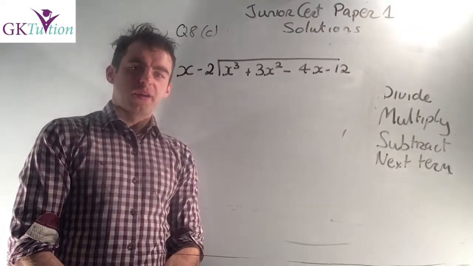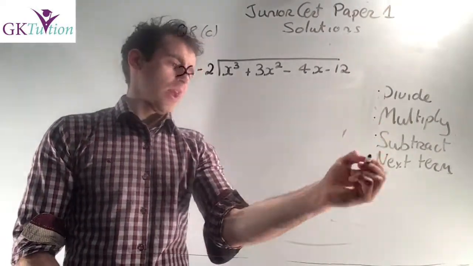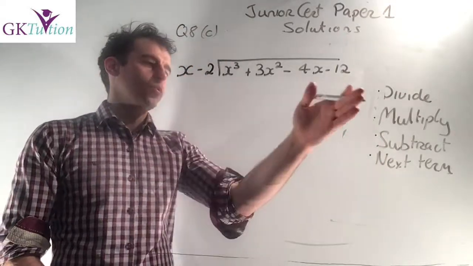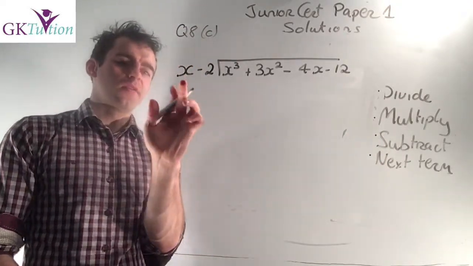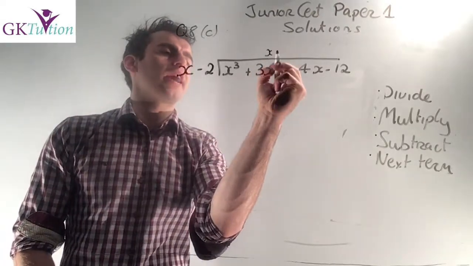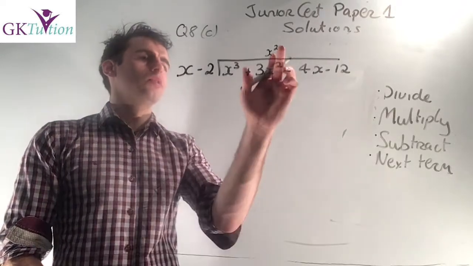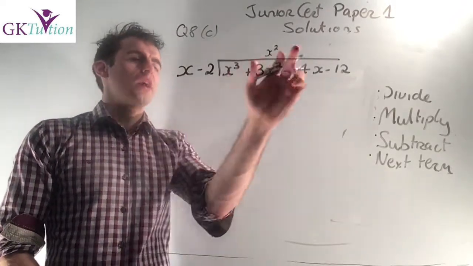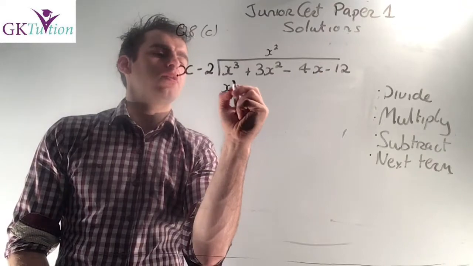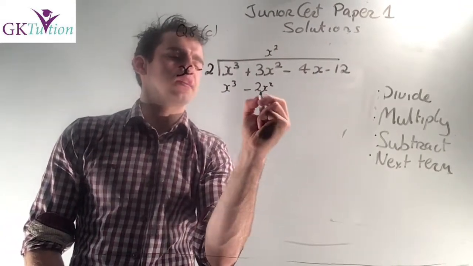Okay, for the final part of question 8, I just need to do long division. Remember, there's 4 separate steps in your long division. The first thing you want to do is divide. You want to divide the first thing here into the first thing here. X into x cubed goes x squared times. Then you want to multiply. You're going to multiply x squared by both of those. X squared by x is x cubed. X squared by minus 2 is minus 2x squared.